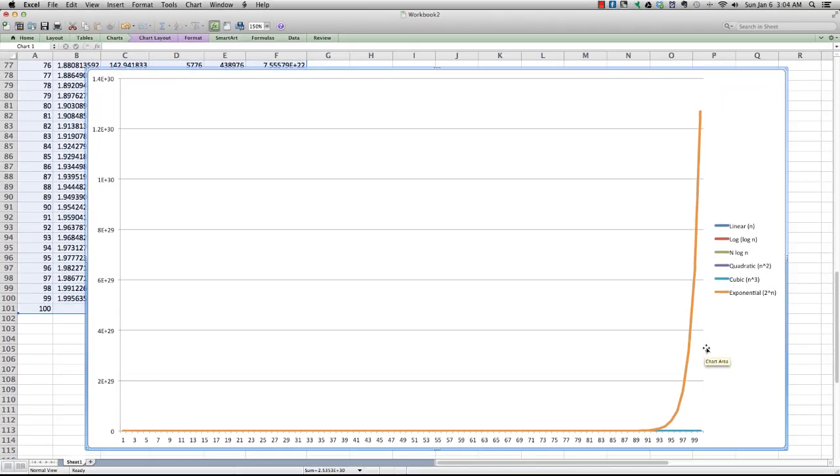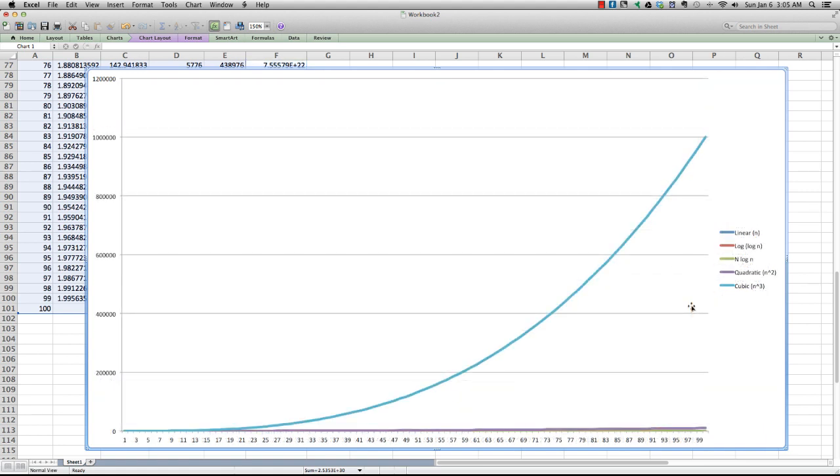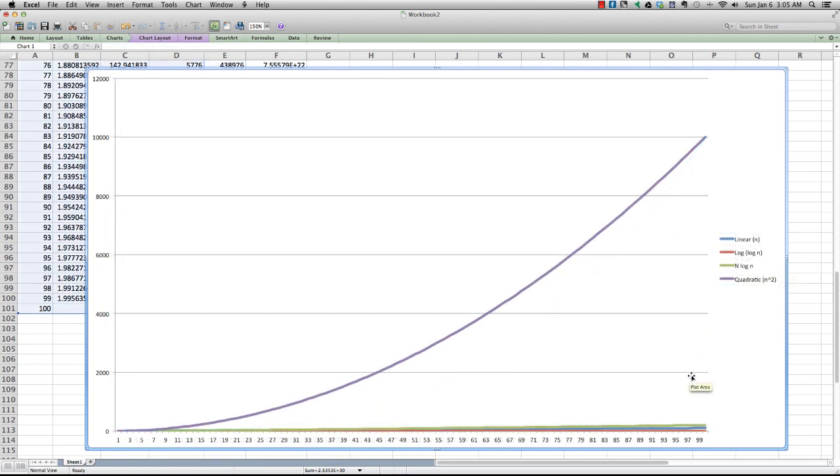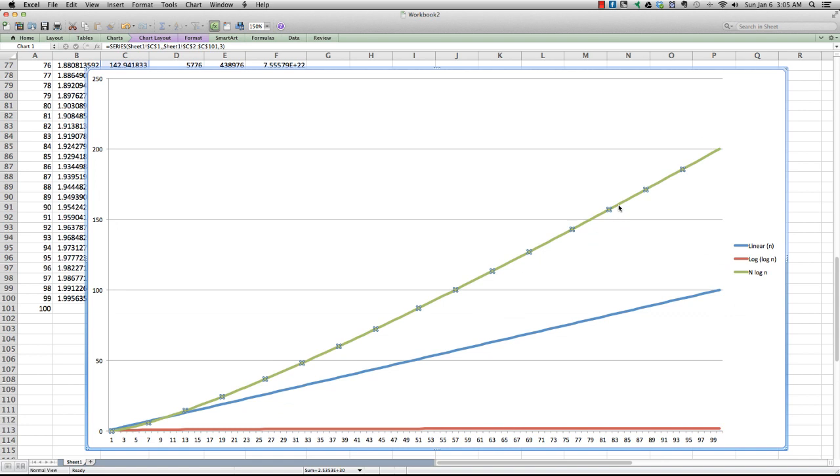As you can see, the exponential dominates the graph. Everything else is negligible compared to the exponential series. Let's remove this to see the others. Removing the exponential part reveals the second fastest growing function, which is cubic. Removing the cubic part reveals the third fastest, which is the quadratic. Removing the quadratic part reveals the n log n and the linear functions.